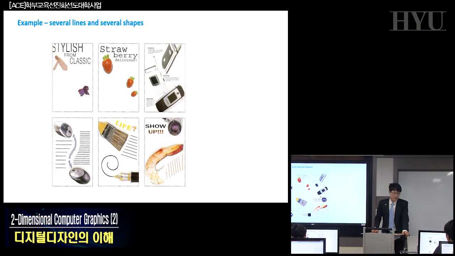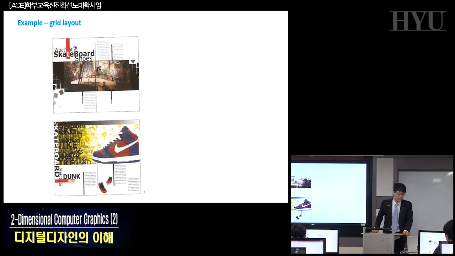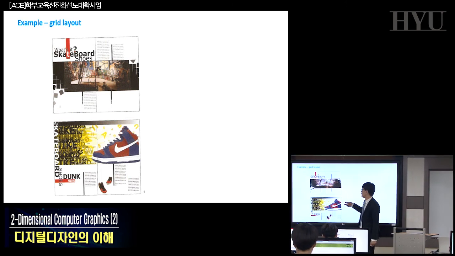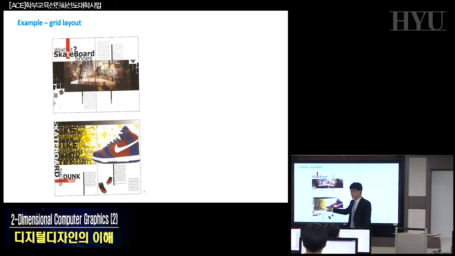Several lines and several shapes. They look complicated, but actually they are commonly found in our daily life. Using a grid layout system, we can find a bunch of components. Illustration, photo placed in here, in kind of large scale, very emphasized, and typography also used.